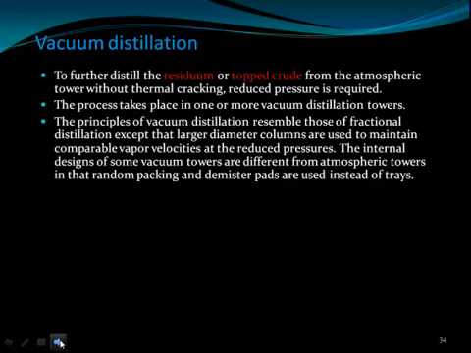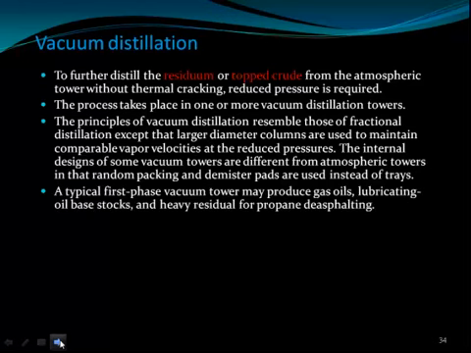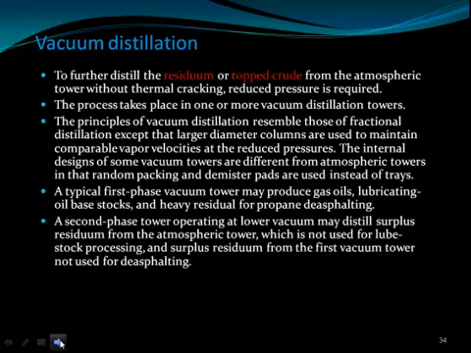The internal designs of some vacuum towers are different from atmospheric towers: random packing and demister pads are used instead of trays. So these are some of the modifications in vacuum distillation compared to atmospheric distillation. A typical first phase vacuum tower may produce gas oils, lubricating oil base stocks, and heavy residual for propane deasphalting.